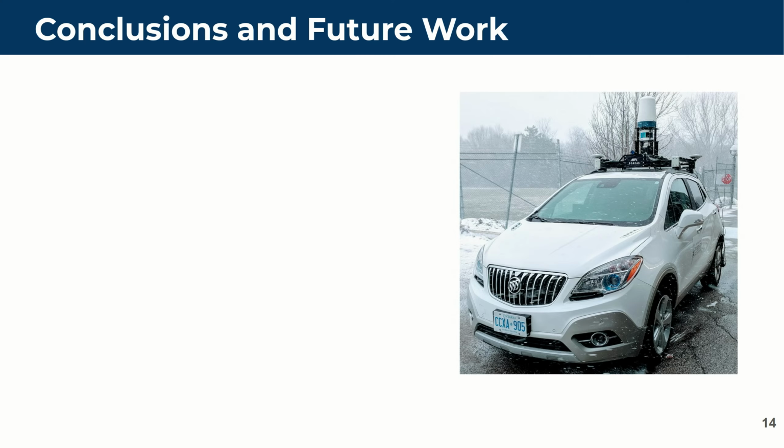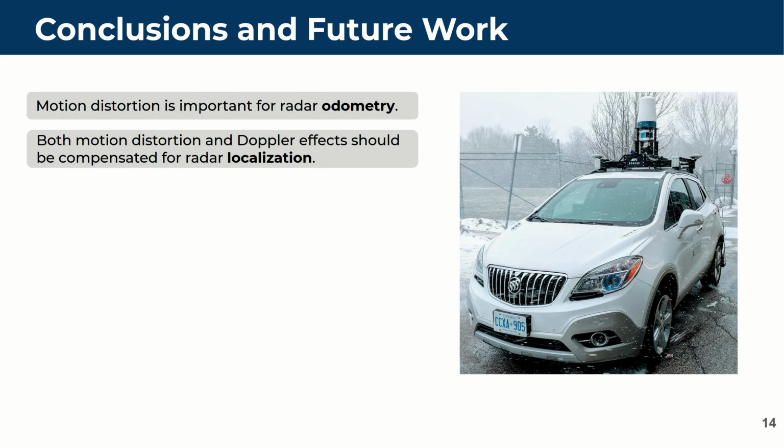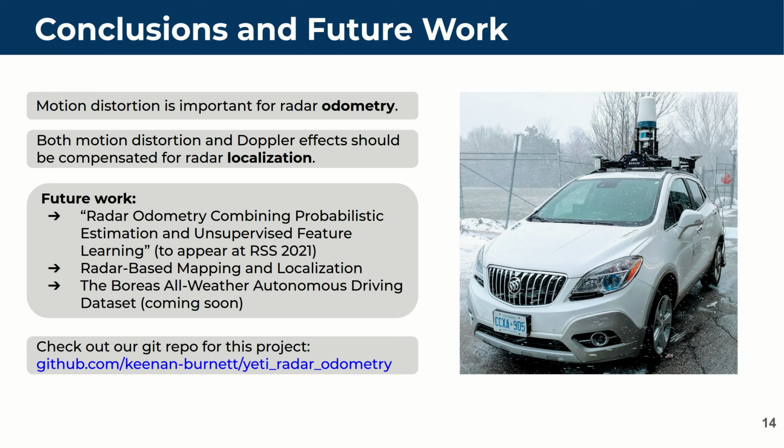In conclusion, we have shown that motion distortion is an important factor for radar odometry, and we have shown that both distortion effects should be compensated when doing radar localization. For future work, we will be presenting a paper at RSS on the topic of radar odometry combining probabilistic estimation and unsupervised feature learning. We are also interested in moving away from the odometry problem towards full mapping and localization. In addition, we have been working on collecting a new dataset, which we hope to make publicly available in the next year. Our code for this project is publicly available and can be found on my personal Git repo.